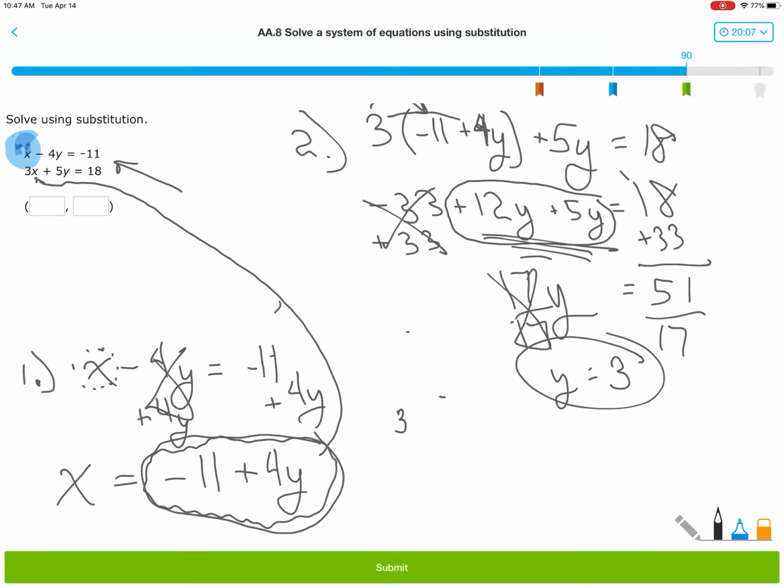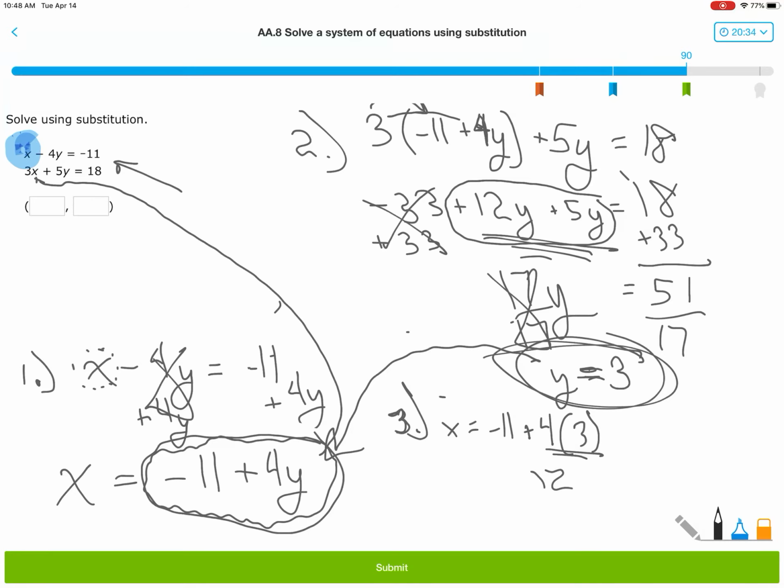Now if you remember back to that video, step 3 says take your answer from step 2, right here, this 3, and put it into my answer from step 1. That's why I kind of have them circled so I know where they're going. So now I'm going to say x equals negative 11 plus 4. And instead of y, I'm going to put in a 3 because that's what we just found. 3 times 4 is 12. With a negative 11, I get a positive 1 for an answer.